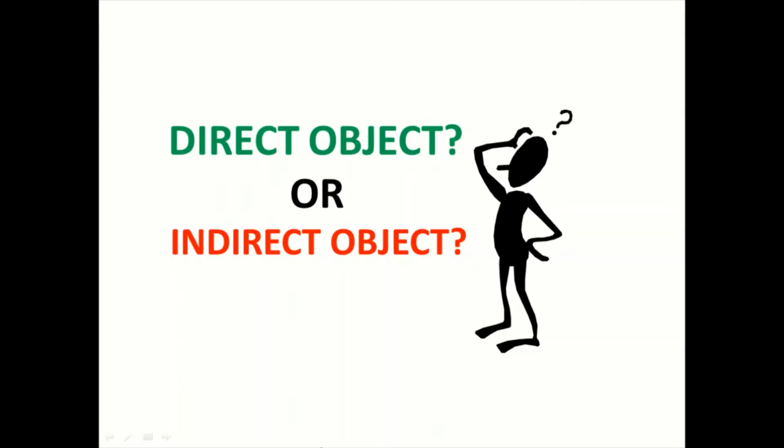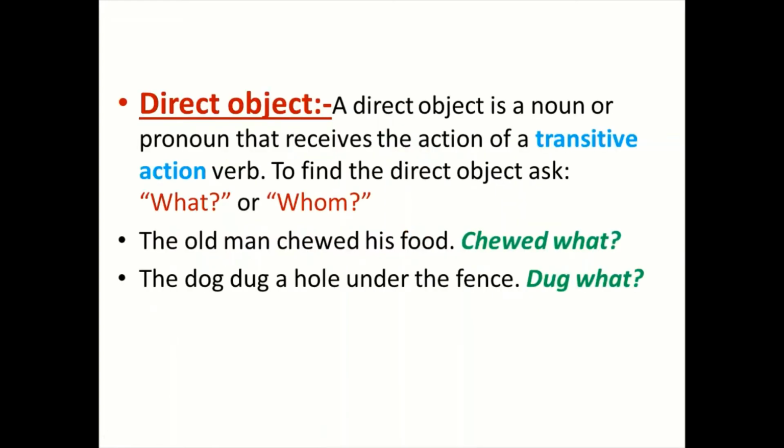Today our topic of discussion is direct object or indirect object. Direct object. A direct object is a noun or a pronoun that receives the action of a transitive verb. What is a transitive verb? A verb that receives an action is called a transitive verb. To find the direct object, ask what or whom.